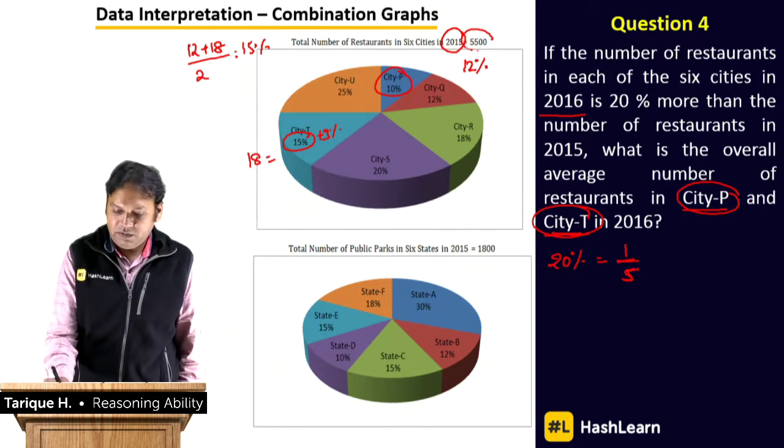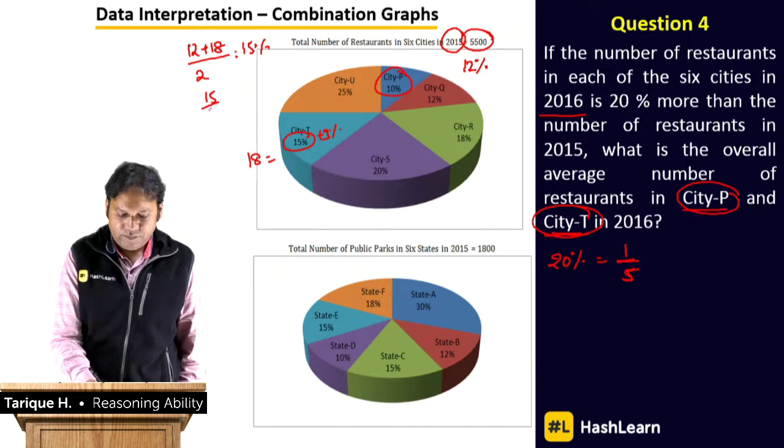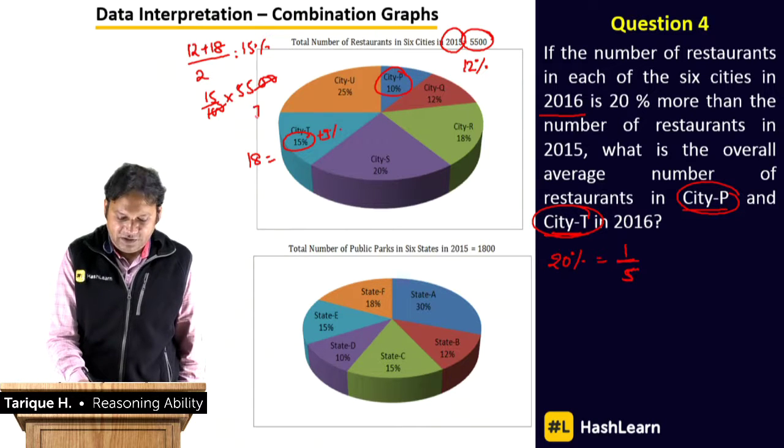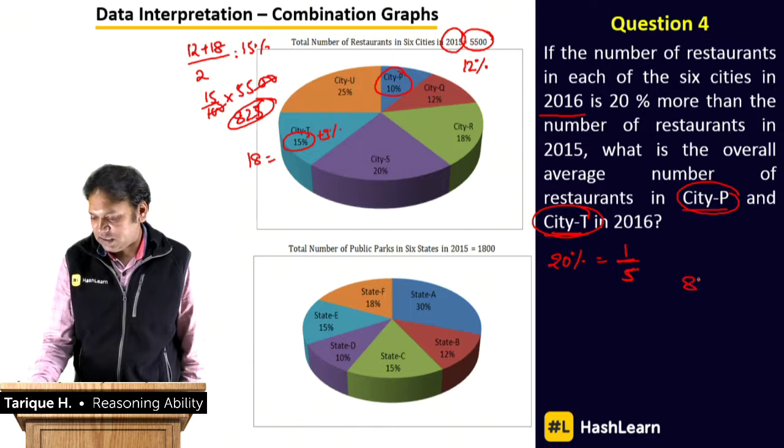But since you're working with numbers, 15% of 5500, cancel the zeros and just multiply. 15 5s are 75, 7 in hand, and 15 5s is 75 plus 7, 825. The correct answer is 825. That is your answer to question number 4.